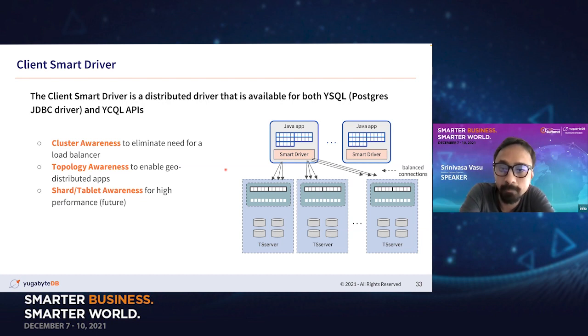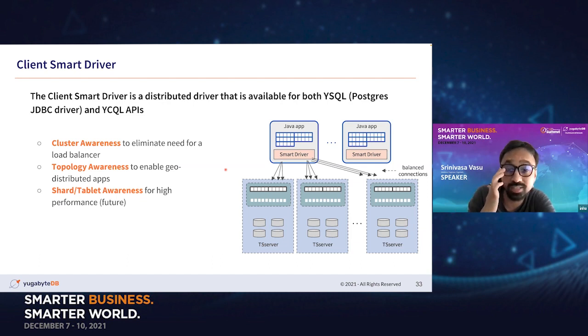As you keep scaling your clusters out or scaling down your clusters, based on how the cluster topology changes, the driver detects and discovers all those changes automatically. And it's topology aware as well.